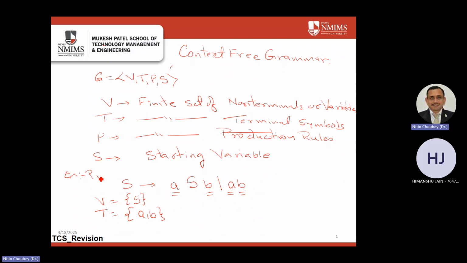P is nothing but the set of production rules. So whatever number of productions you have designed for any given grammar, like here we have S gives A S B as one production and S gives AB as another production, this whole set is referred to as P. And last but not least, S. Since here we just have one variable, that variable itself is acting as the starting symbol, or starting variable. This is an example of what a grammar looks like.